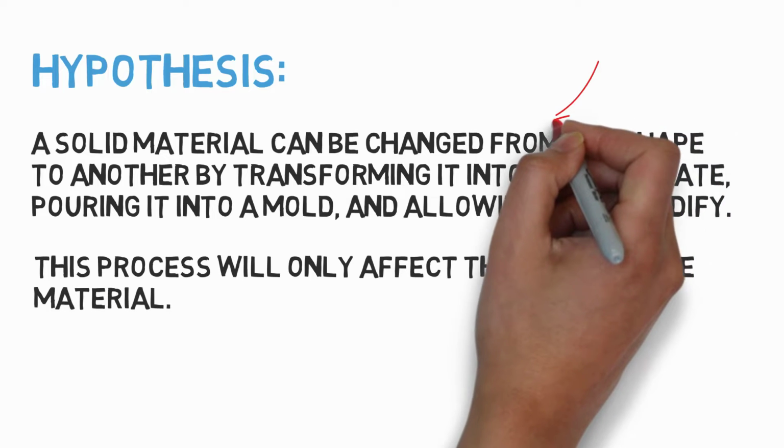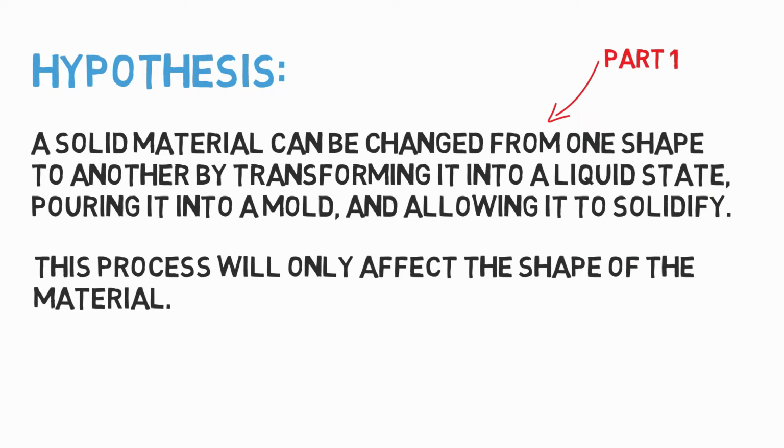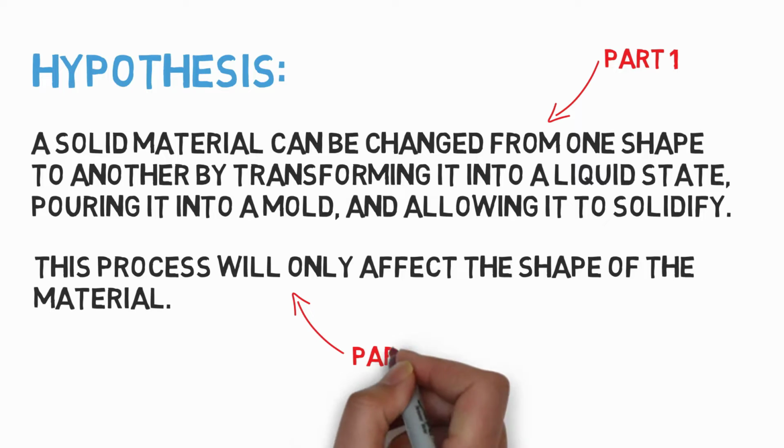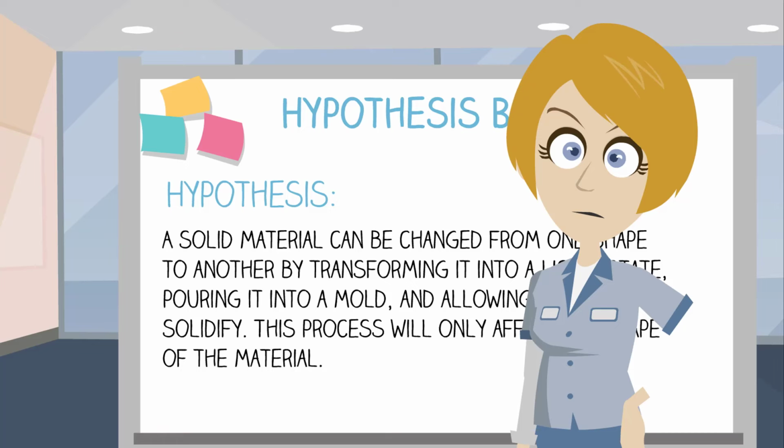As you can see, this hypothesis has two parts: that we can change the shape of the material, and that it changes only the shape. We'll need to be aware of this when designing our experiment, since we will want to look at both parts of this hypothesis.